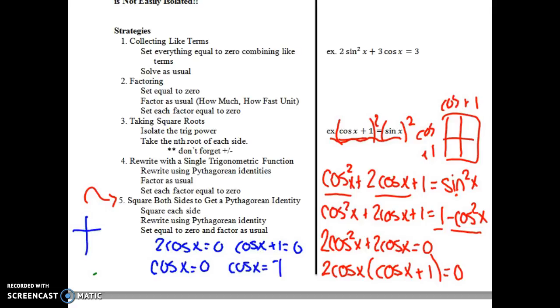Okay, so all my unit circle. Cosine is 0 here and here. So that would be pi halves plus pi n, because it repeats every pi. Cosine is negative 1 only in this location, so that would be at pi plus 2 pi n. And those are your notes.